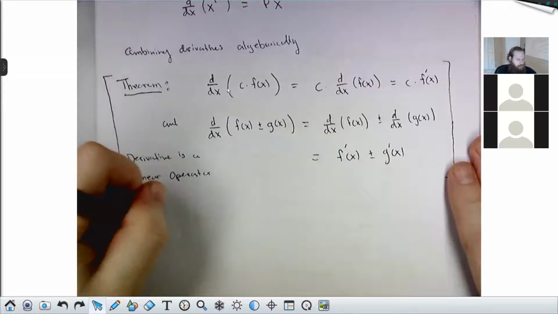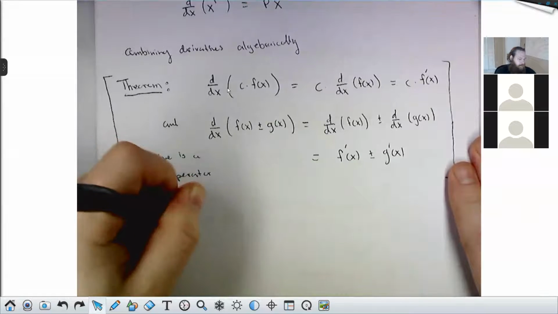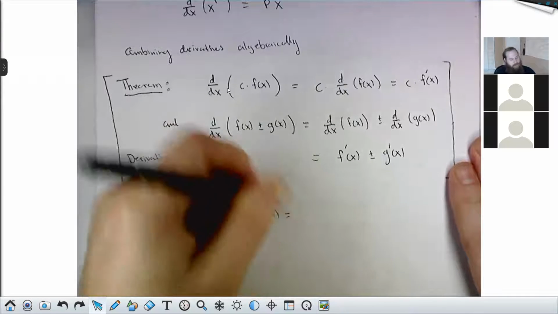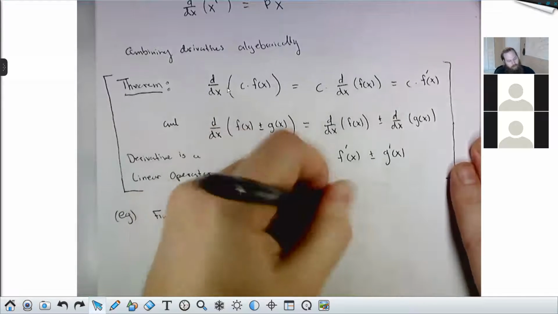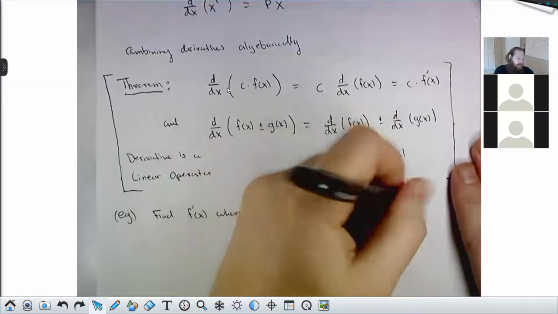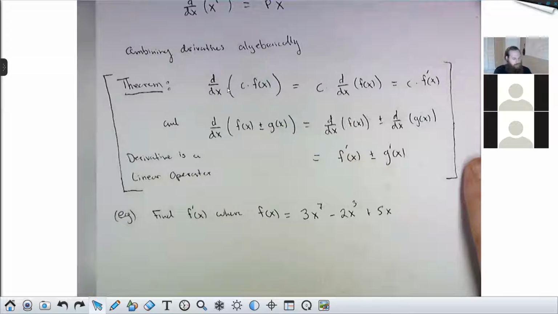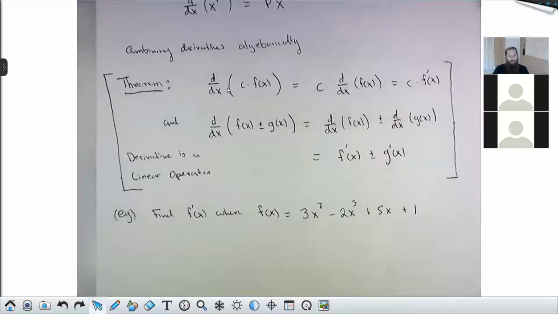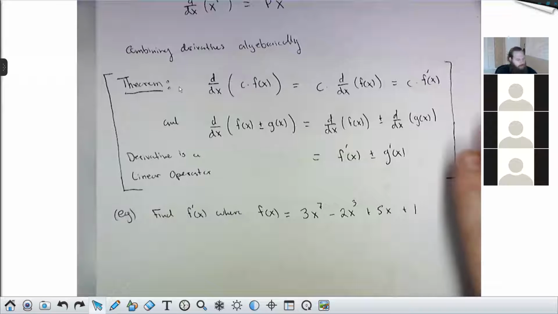Let's find f prime of x, where f of x is equal to 3x to the 7 minus 2x cubed plus 5x. I'll add a 1 here. Why not? Plus 1. So something else we talked about yesterday that I haven't said explicitly here, the derivative of a constant, remember, what was that? 0. Yeah, good, okay.